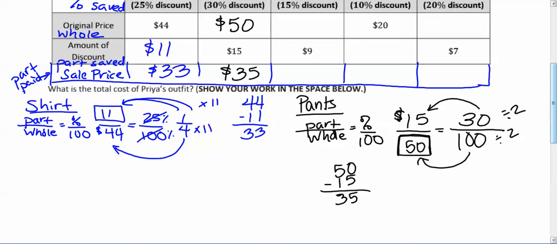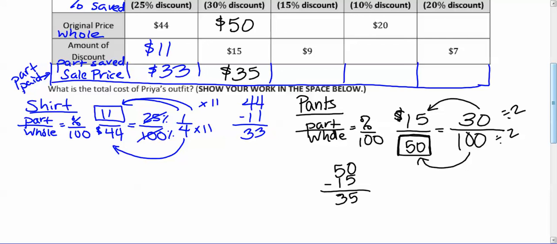And the sale price is what she'll have to pay? Yes. Very good. See, a lot of kids will do this and they'll say, for example, on the shirt, oh, they figure out the $11 and they think, oh, she's got to pay $11. Dream on, kids. So there's still one more step there, okay?